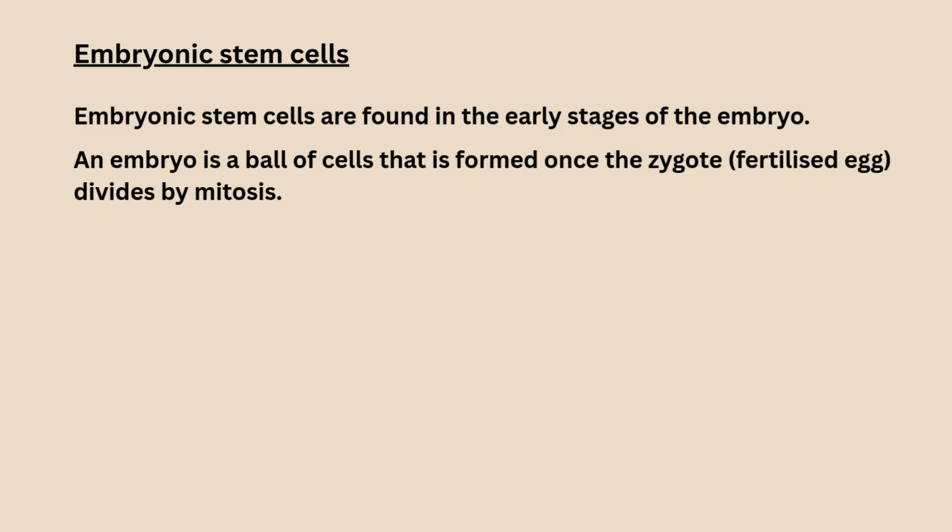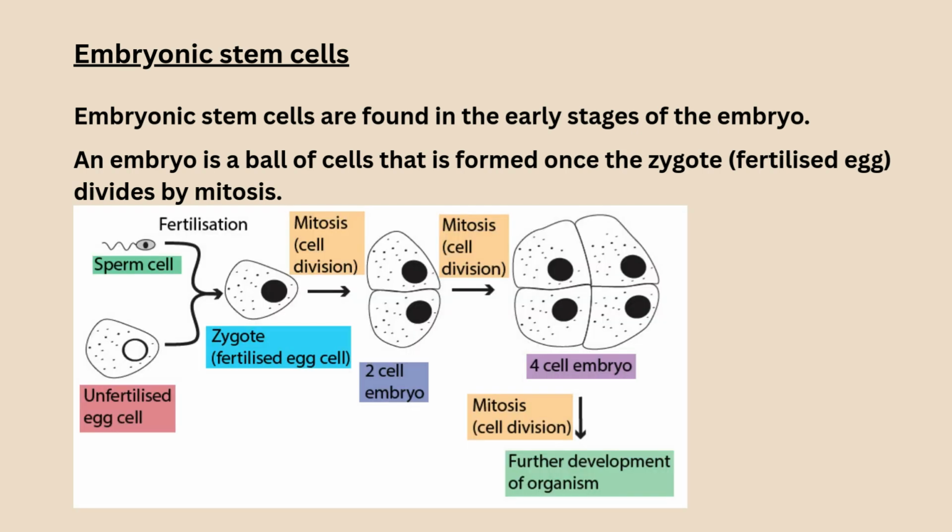An embryo is a ball of cells that is formed once a zygote, which is a fertilized egg, divides by mitosis. So in the diagram, when the sperm cell and the unfertilized egg cell fuse during fertilization, a zygote is formed. The zygote will then undergo mitosis to form a 2-cell embryo, which can divide by mitosis to form a 4-cell embryo, and so on.